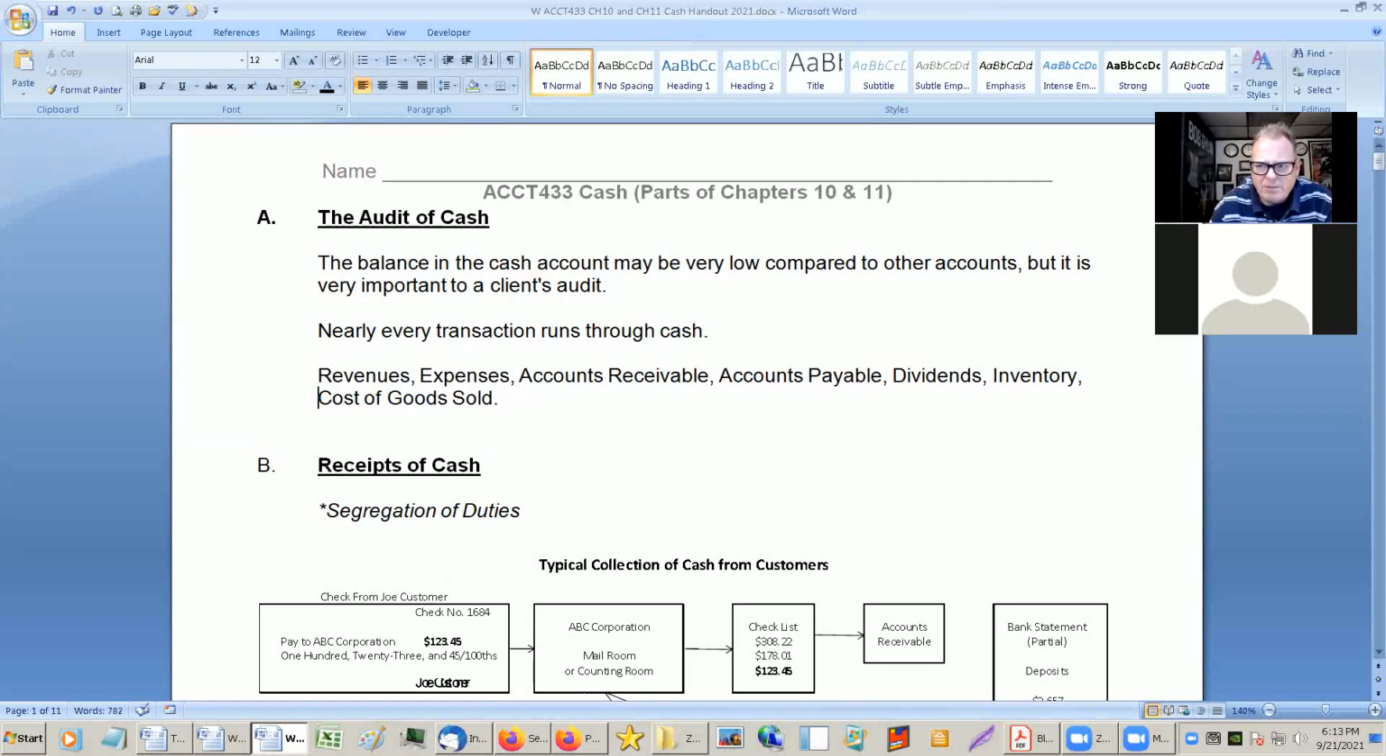Those are really big things, especially the revenues and expenses. For most companies, the biggest part of the audit is figuring out the income. Not that the other stuff's not important, but a lot of times the income is really the main focus of an audit. So proving out the revenues and expenses, even if they run through accounts receivable and accounts payable, is big. So the audit of cash is fairly serious. I'm going to label this as 1.